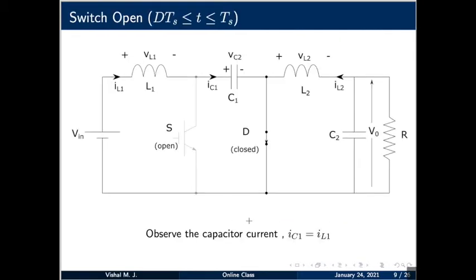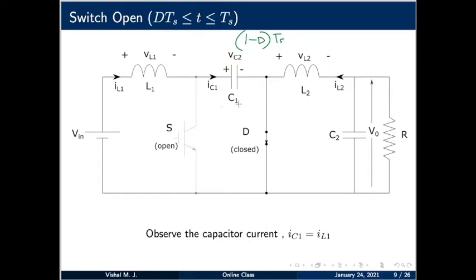Okay. Now, the next analysis is for when the switch is open. Until dTs the switch was closed, then we remove the pulse to the MOSFET or IGBT. Now, the switch is open and it will remain open for the rest of the time, that is from dTs to Ts. The duration is 1 minus d times Ts. For that much time, the switch will be open, and the diode will be conducting.